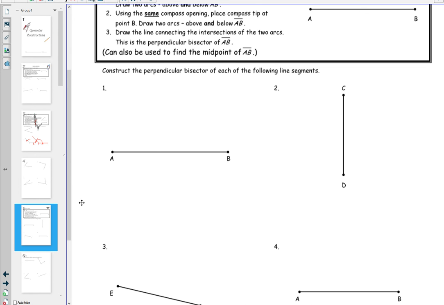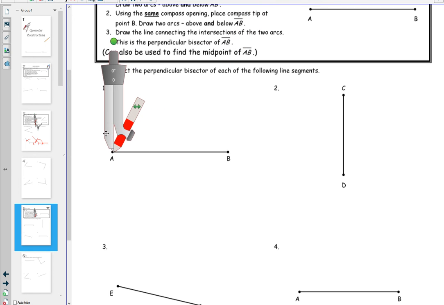Perpendicular means intersecting at 90 degrees. Perpendicular means meet at 90 degrees. Bisector means cut in half. So watch this one. This is one of the easier ones too. But you definitely need a compass for this.